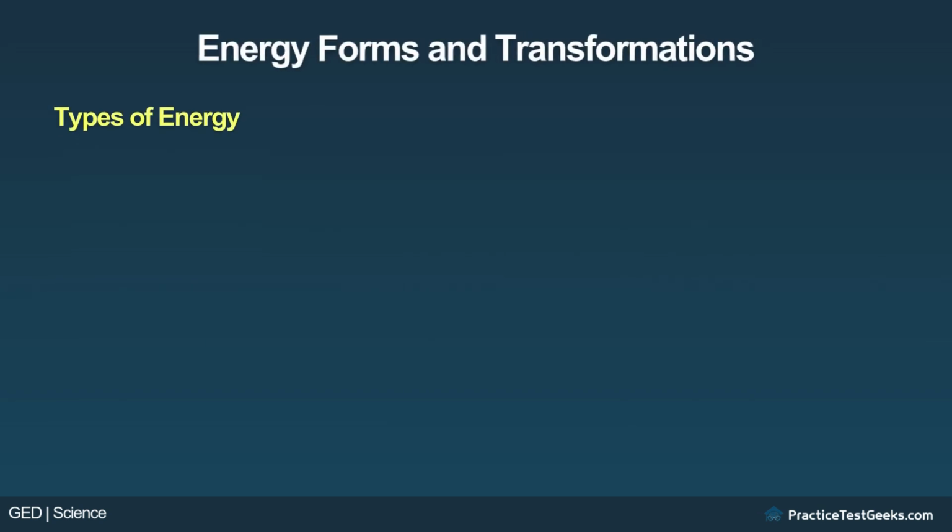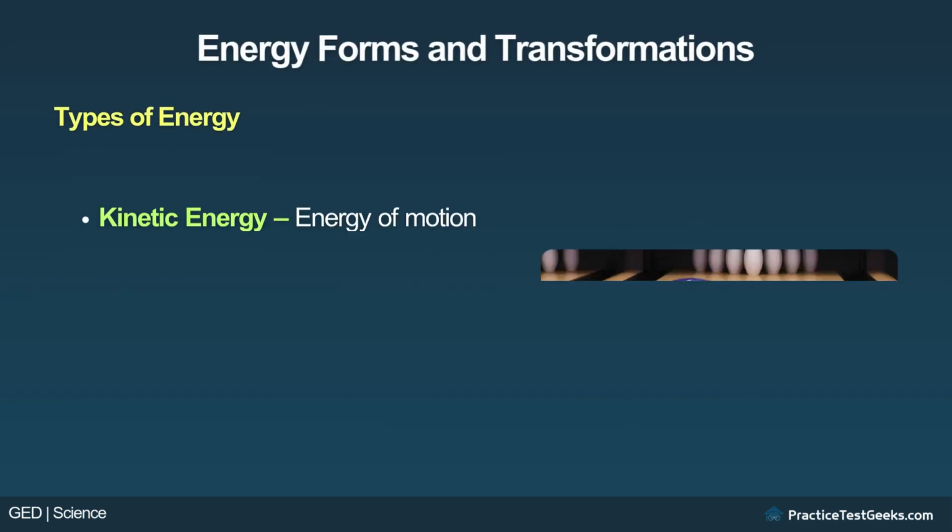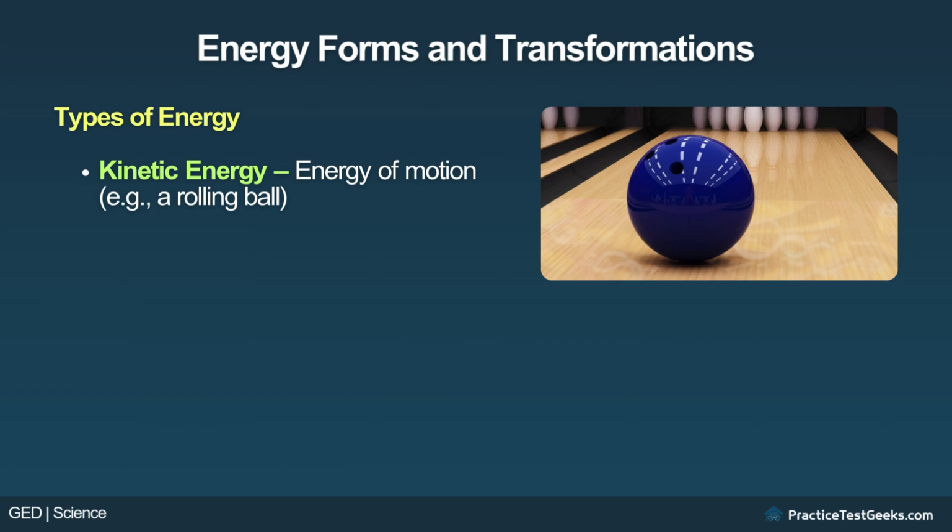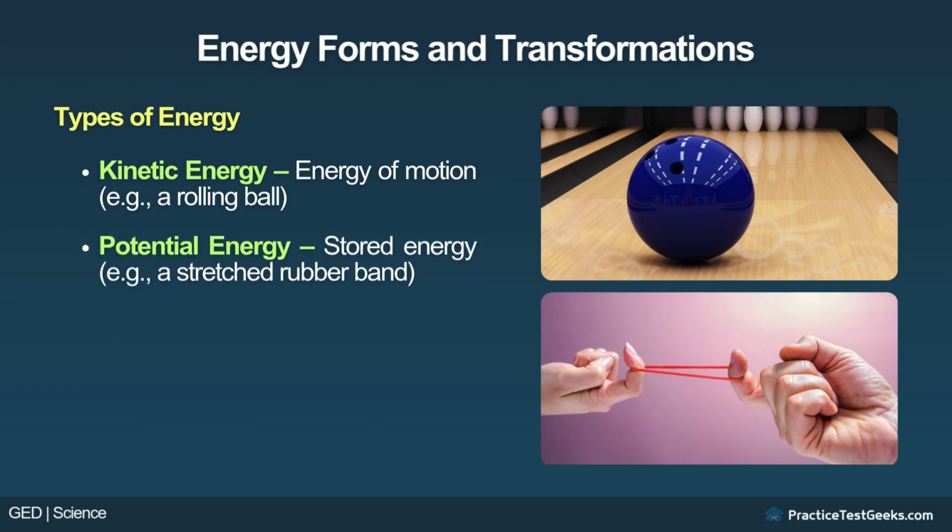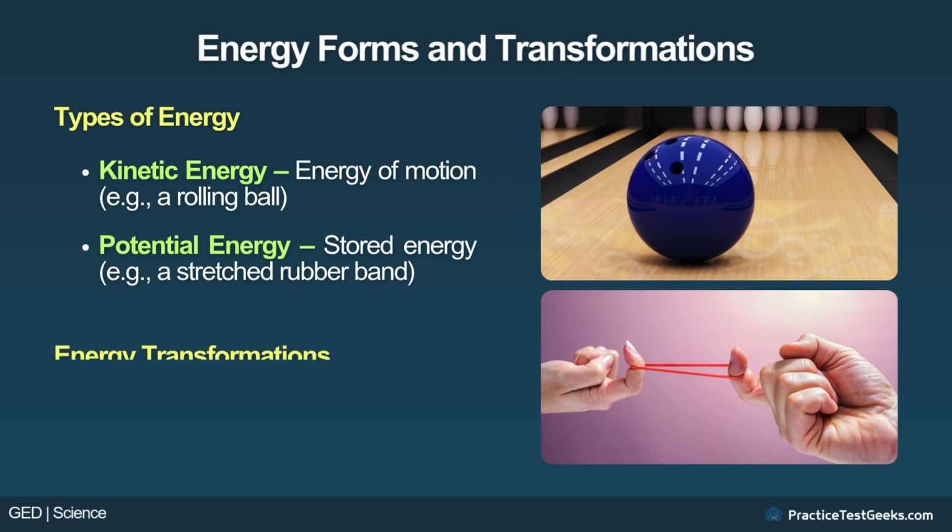Types of energy. There are two major forms of energy you should know. Kinetic energy is the energy of motion. For example, a rolling ball or a moving car has kinetic energy. Potential energy is stored energy. A stretched rubber band or a rock sitting at the edge of a cliff has potential energy because of its position or condition.